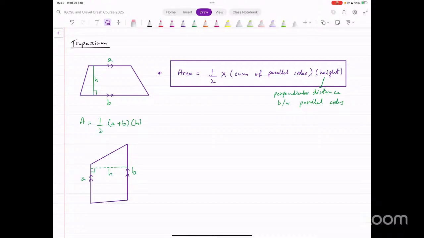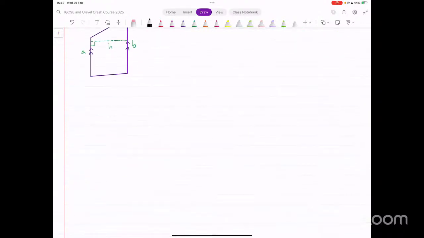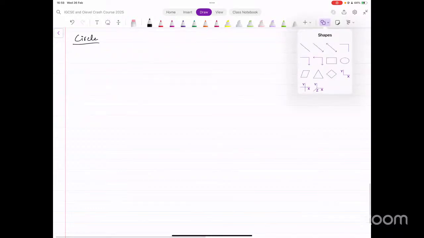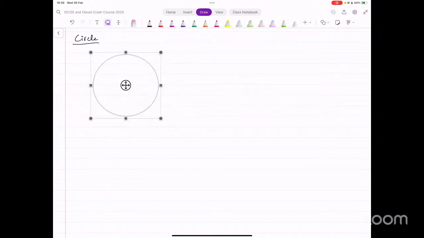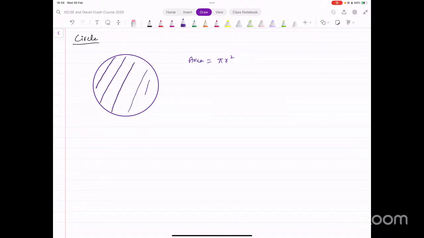Okay. All right. Then a lot of questions involve calculations involving circles. Now, what about circles? What's the formula for area of a circle? If you have a circle like this, the area of a circle is given by pi r squared. Okay, what does area tell you? Area tells you the space inside the circle, right? That's the area of the circle.